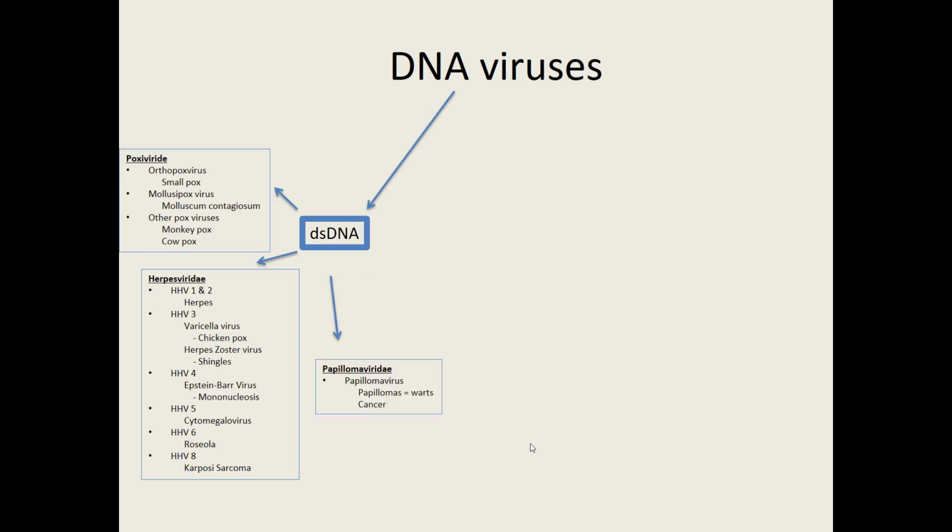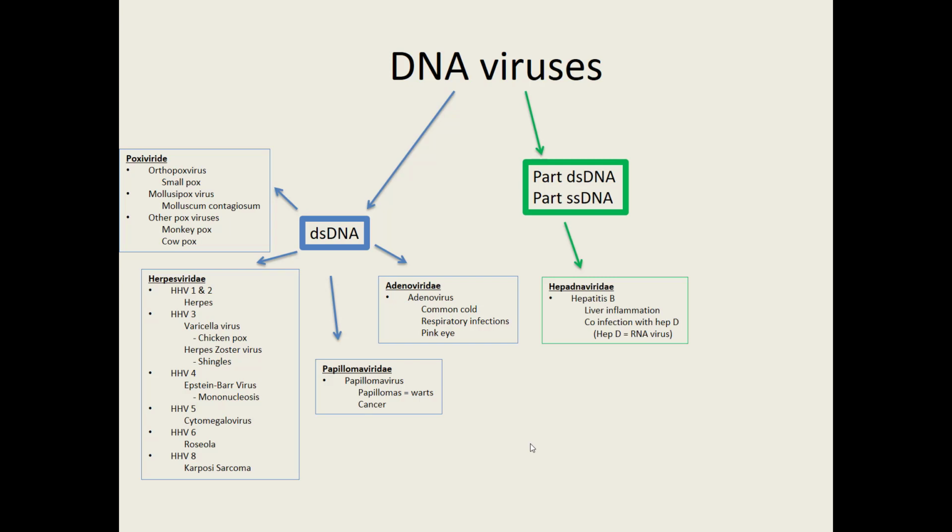Now, we're going to start with the double-stranded DNA, and there are 4 families of double-stranded DNA viruses. There is one family that has part double-stranded DNA in its reproduction and part single-stranded DNA. And then there is one family that has just single-stranded DNA, which is rare. Generally, DNA always comes double-stranded. And so we are going to start from the left and work our way to the right. In this intro, we're going to get through the pox viridae family, and we're going to get through the first 2 in the herpes viridae family.